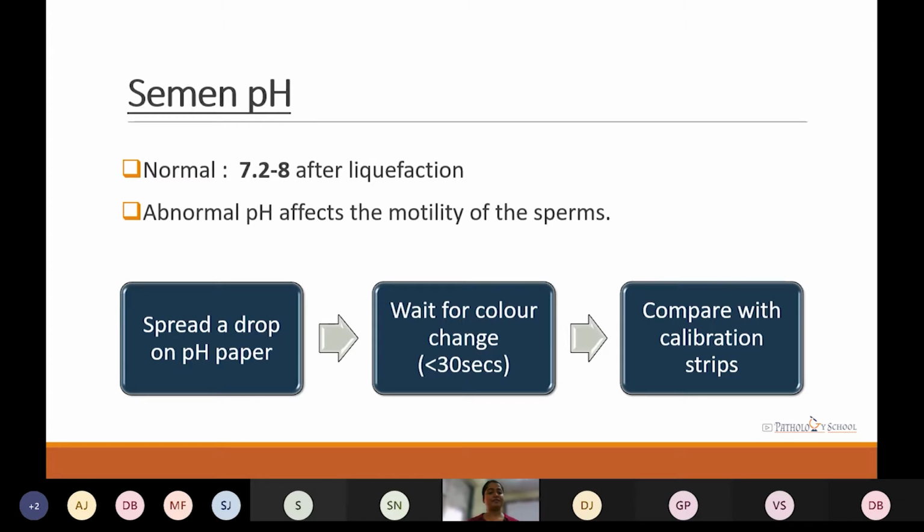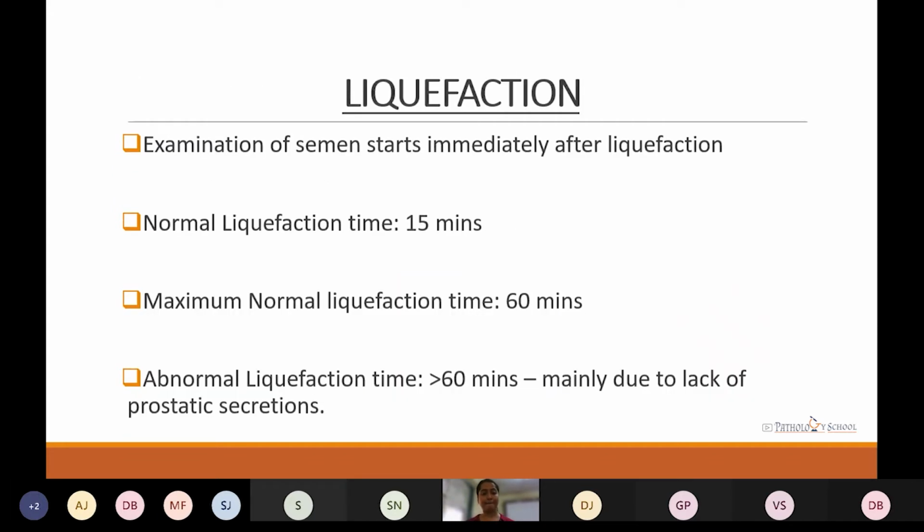How do we see the pH? We spread a drop on a pH paper and we wait for the color to change, and then we compare it with the calibration strips. Also, if the semen sample has low pH with azoospermia, it will indicate the obstruction of the ejaculatory duct or the absence of vas deferens.